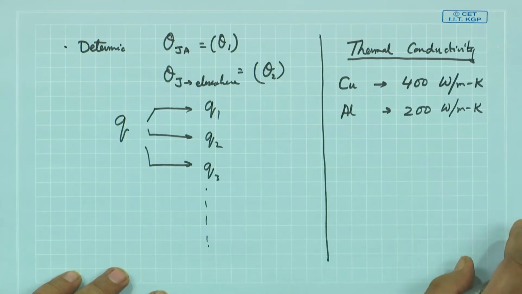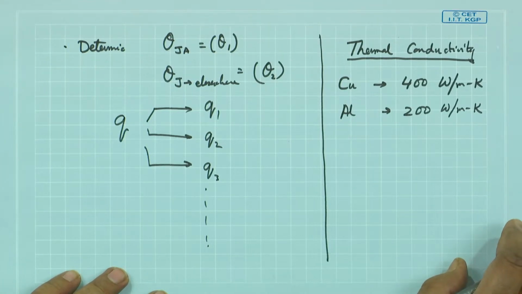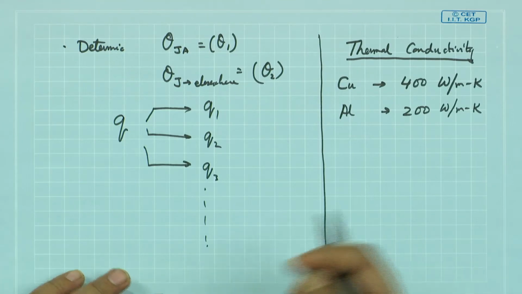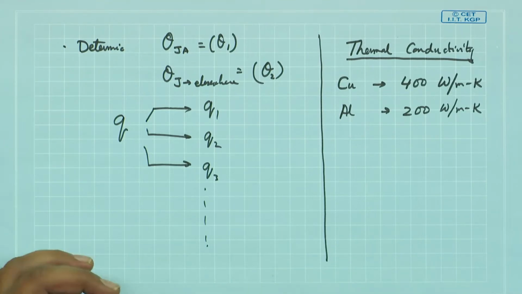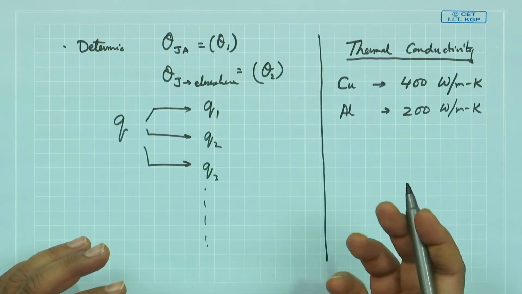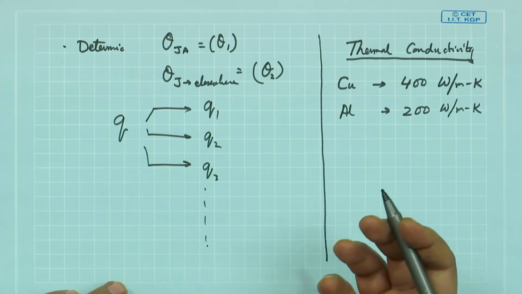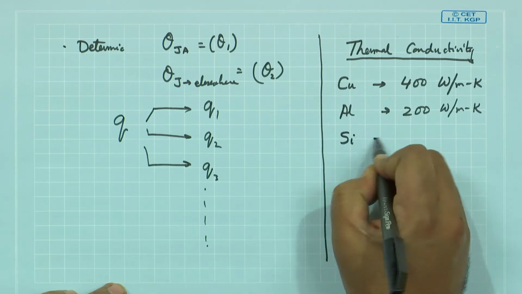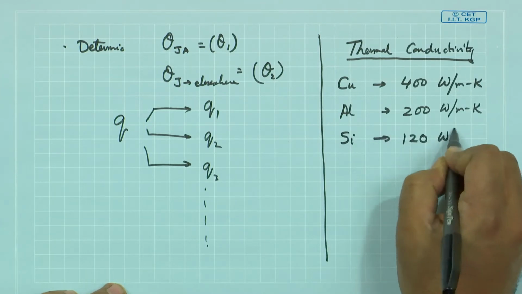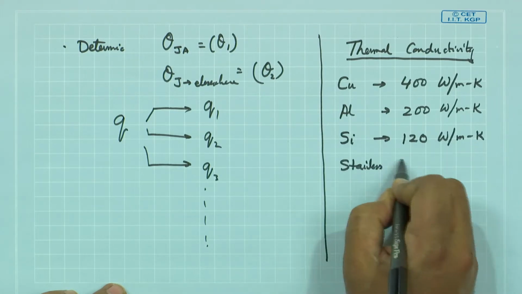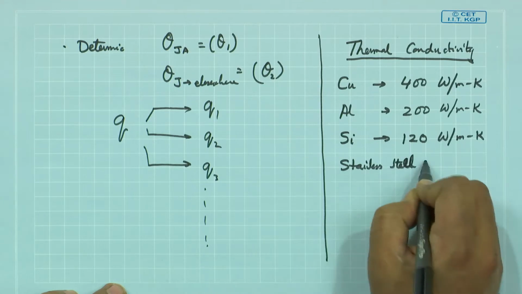What is a bad thermal conductor among metals? Of course, there are lots of them, but anybody? Stainless steel. Okay. Stainless steel is at 14. Before that, let me write this down because it is important. Silicon 120, stainless steel very bad, compared to metals, 14.